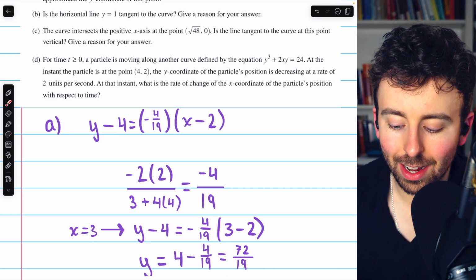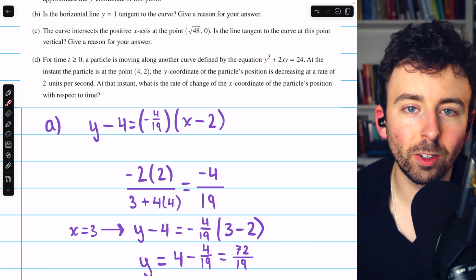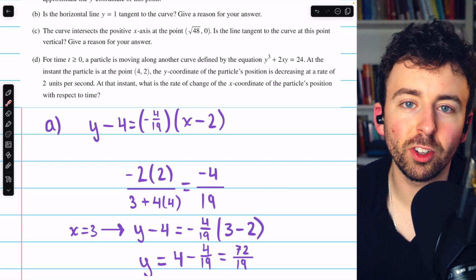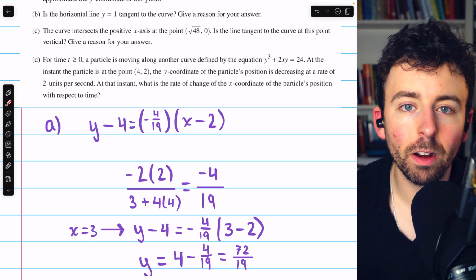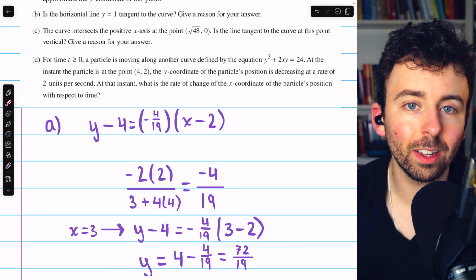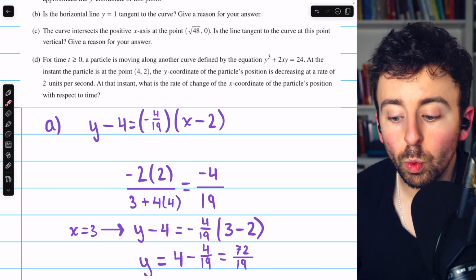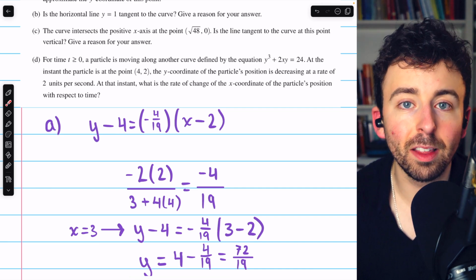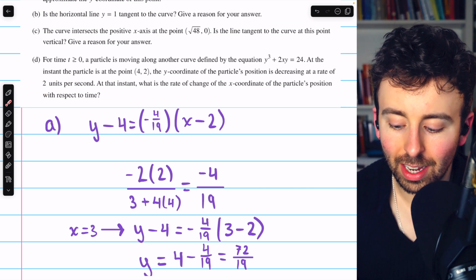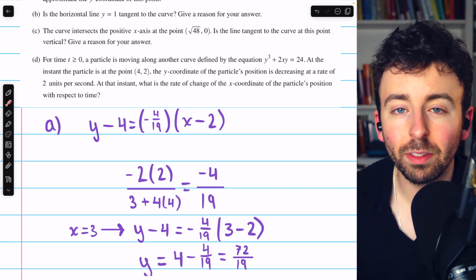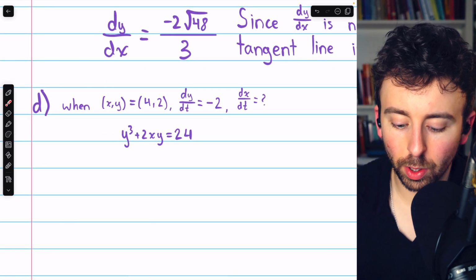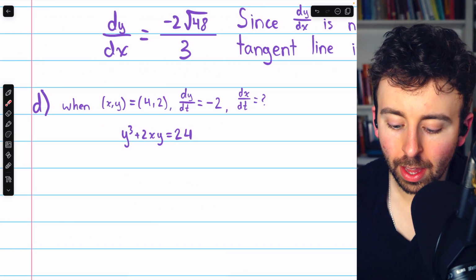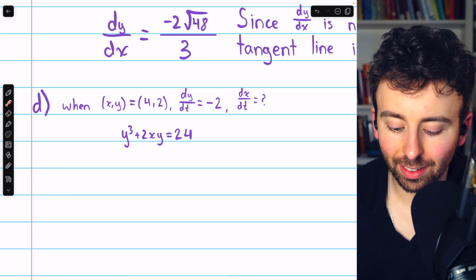So we're going to have to take the derivative of both sides of this equation. That's going to require implicit differentiation. We'll have some dy dt's and some dx dt's in there because x and y are both changing with respect to time. We know what dy dt is at the moment we're interested in. It's negative 2. And so then we'll just have to solve for dx dt. So we're interested in the instant where the particle's at the point 4, 2, and we know dy dt is negative 2 at that point. We're trying to find dx dt.